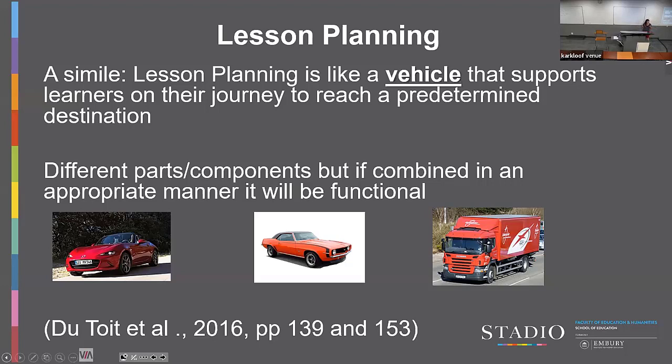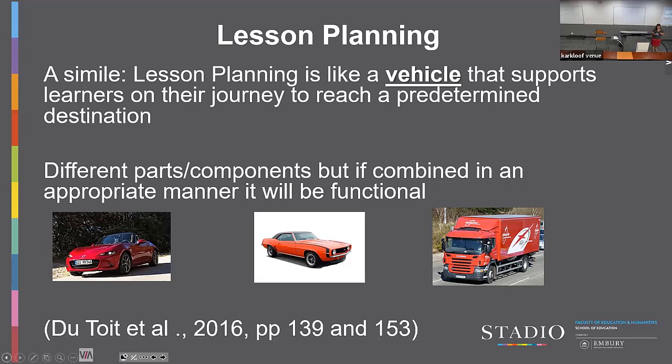Right. Now if you look at them, they're all made from different parts, different components. The wheels are different, the texture of the body is different, the steering wheel is different, but yet, if you combine all the parts appropriately, it should be functional and it should move forward. So why am I using this example? I want you to think for a moment, if you plan to go on a journey from Durban to Johannesburg, from Johannesburg to Durban, it doesn't matter where you go. There's always certain things that you keep in mind on your journey.